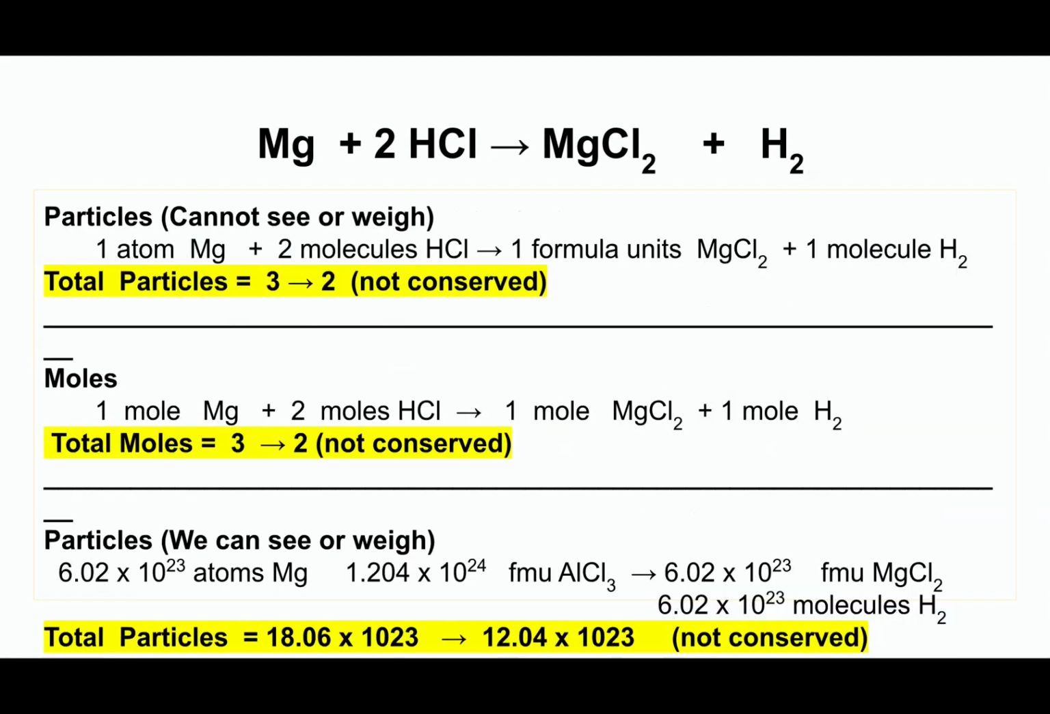How about moles? 1 mole of magnesium plus 2 moles of HCl give 3 moles in the reactants. And then there's 2 moles in the products from 1 mole of magnesium chloride and 1 mole of H2. Well, 3 going to 2 shows you that moles are not conserved. But what about total particles? On the bottom of the screen, you could see that the total particles in the reactants are not the same as those in the product. So total particles is not conserved.